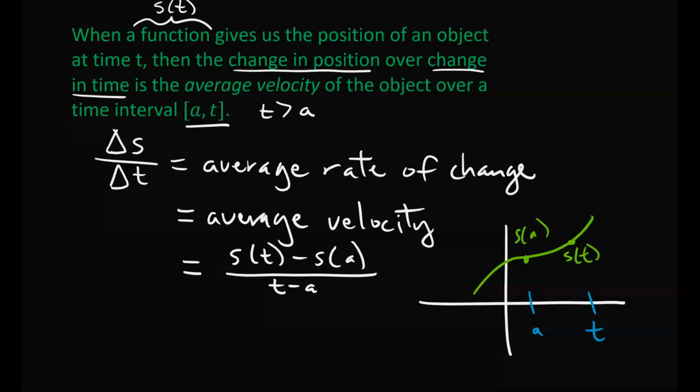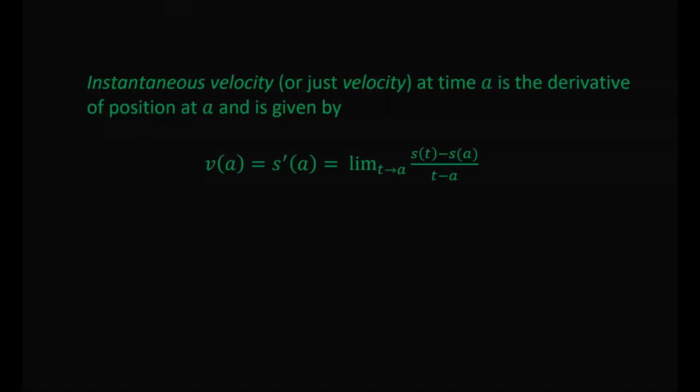Now that's average velocity. What we're going to be interested in calculus is letting t approach a, so that we're able to find the velocity not over an interval, but at a point. And that's what we'll call instantaneous velocity, and that's going to be the derivative at a. So here's that information summarized. The instantaneous velocity, or we can say just velocity, at time a is the derivative of the position function at a, and is given by the following.